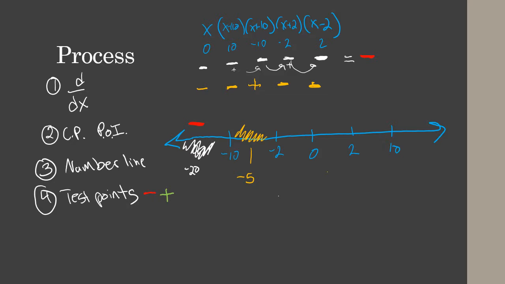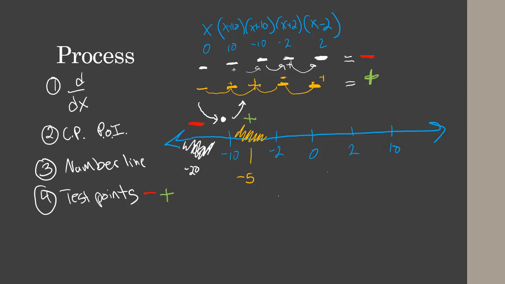So negative times a negative is a positive. Positive times a positive is a positive. Positive times a negative is negative. Negative times a negative is positive. So overall, in this interval, my function is positive. And that means that however the graph looks, it starts by going down and then starts to go back up, which means at negative 10, I have a relative or a local minimum.